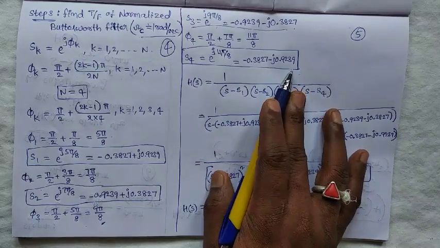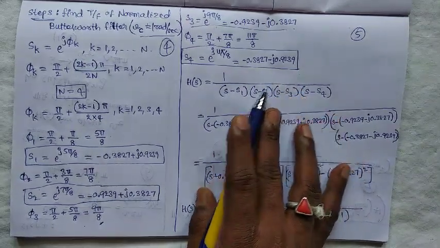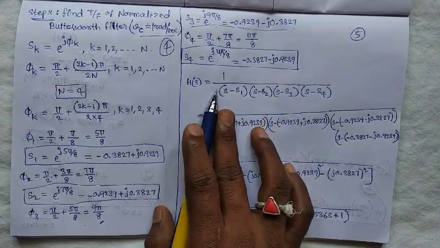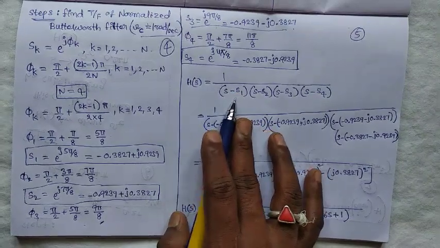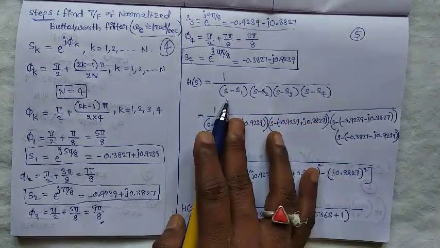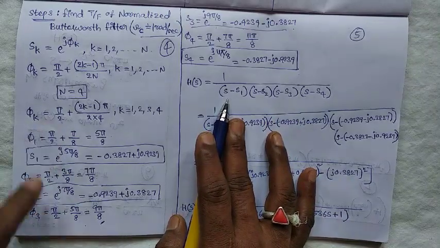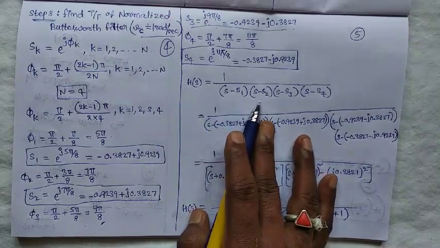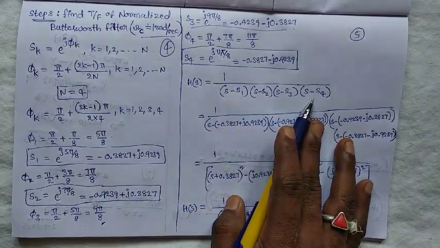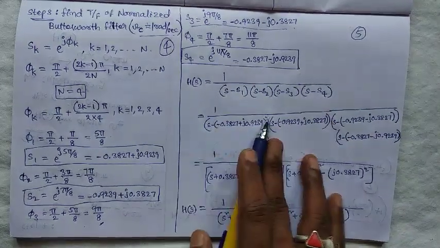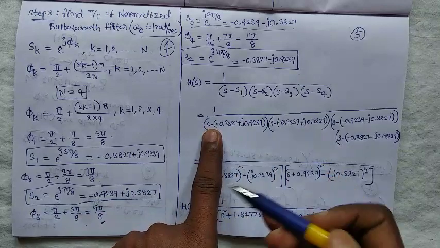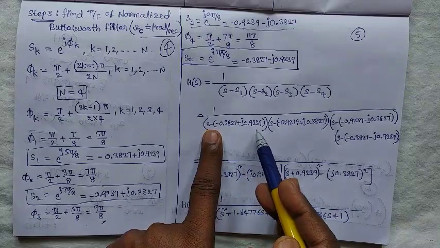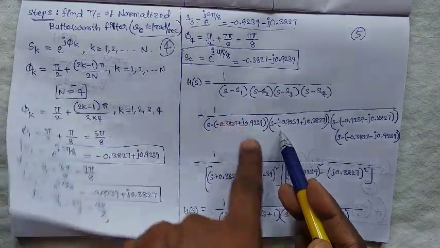Here now we are writing the normalized transfer function of the Butterworth filter. Here 1 by, how to write it? 1 by (s minus s1) into poles form, single factors form. Here 4 poles are there, means 4 factors exist in the denominator polynomial of H of s: s minus s1 into s minus s2 into s minus s3 into s minus s4. Here 1 by, s minus s1 is s minus (minus 0.3827 plus j 0.9239), into s minus s2.